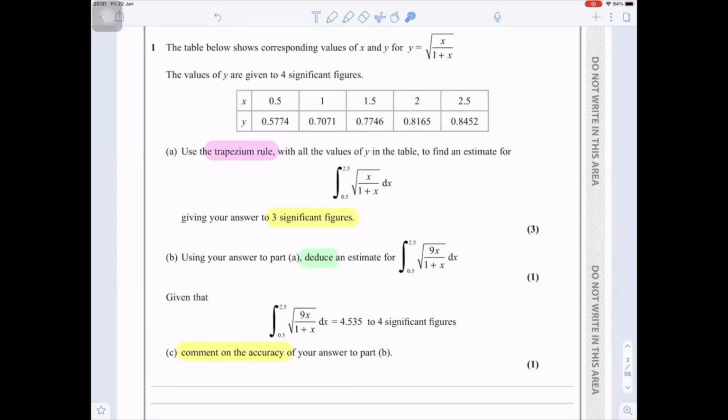Part B. Using your answer to part A, deduce an estimate for the integral from 0.5 to 2.5 of square root of 9x over 1 plus x. Given that the integral from 0.5 to 2.5 of square root of 9x over 1 plus x equals 4.535 to 4 significant figures, comment on the accuracy of your answer to part B.